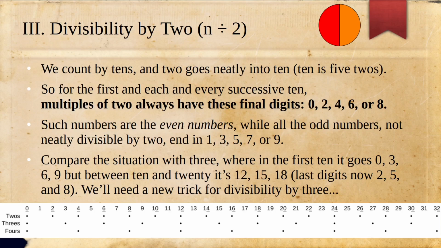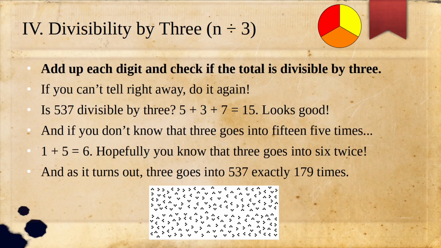And next up is divisibility by 3. I'll give you the rule first, then explain how it works. All you need to do is add up the values of the digits and check if they're divisible by 3. If you can't tell right away, you can just do it again. Take 537. Is it divisible by 3? 5 plus 3 plus 7 equals 15. Well, most people know that 3 times 5 is 15, but you can also add 1 plus 5 to get 6, and that's 2 3s. Hopefully you know that one. And sure enough, 3 goes into 537 179 times.